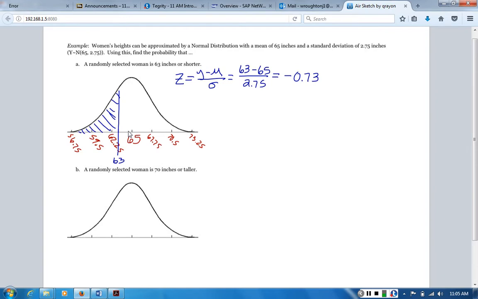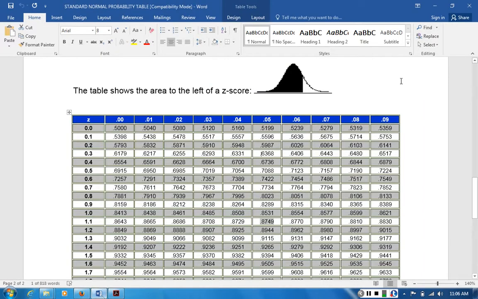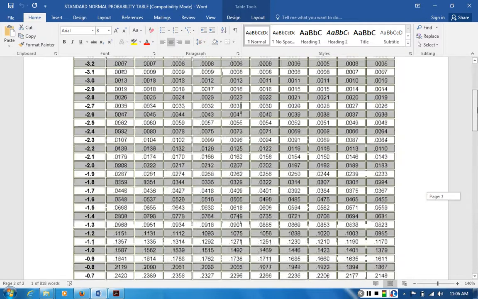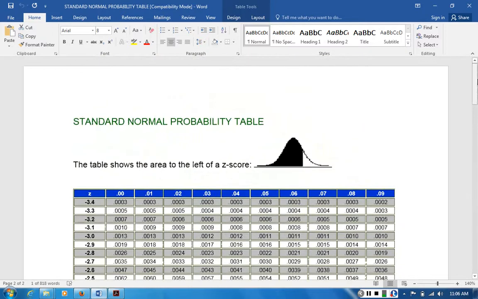The next thing we're going to do is go to this table that I mentioned. So this is out on Blackboard. If you want to make sure you're looking at it with me, I'm going to pull it up here as well. So this is our table, and it's actually two-sided. The first thing you'll notice is the picture at the top. The reason why I like this table is because of this picture. It's a nice reminder that whenever I look at this table, it's shaded to the left. So it's always shaded to the left.